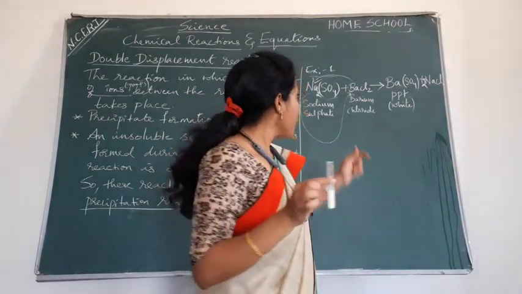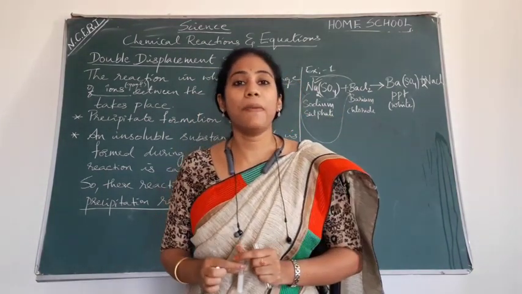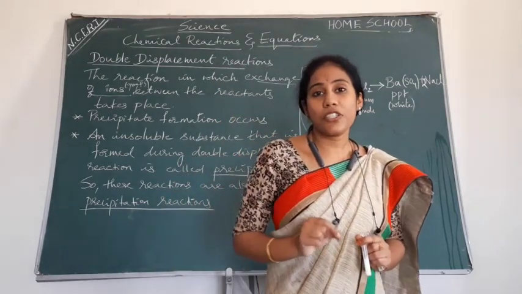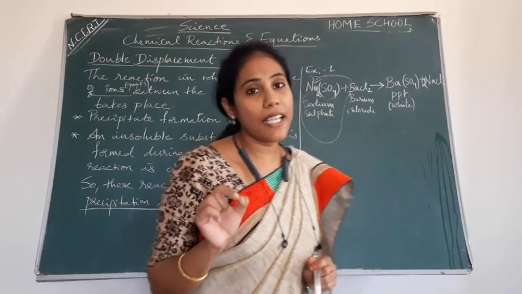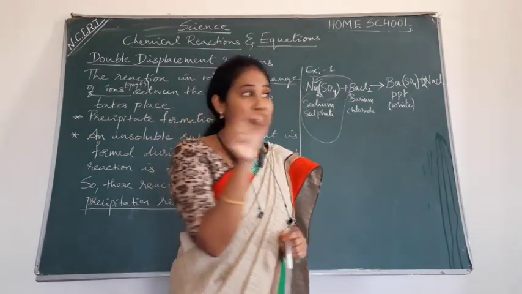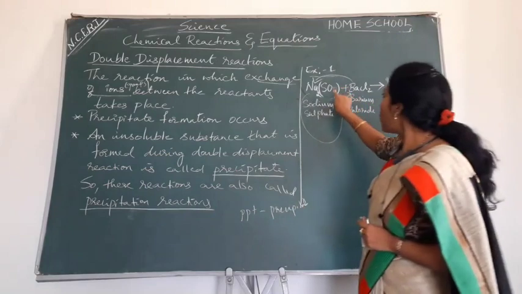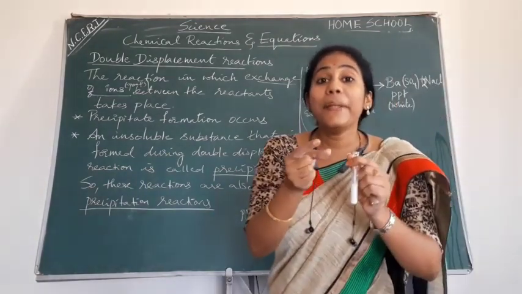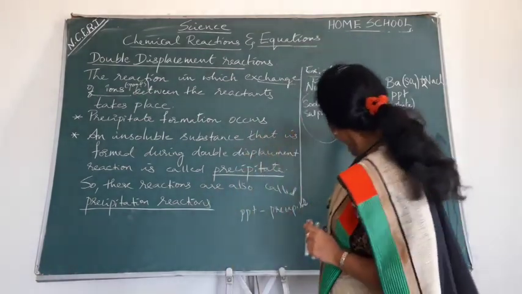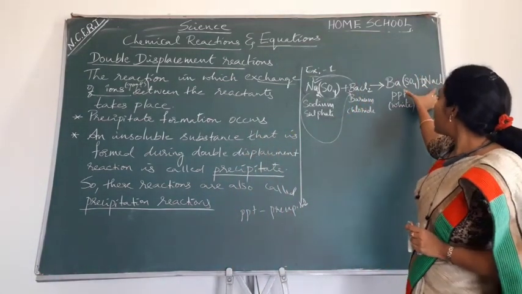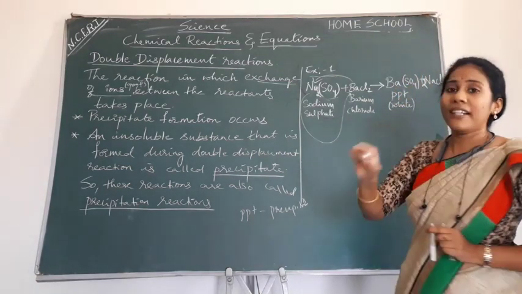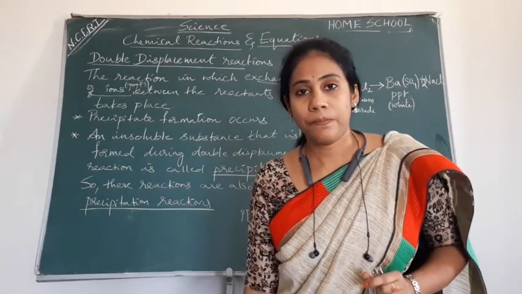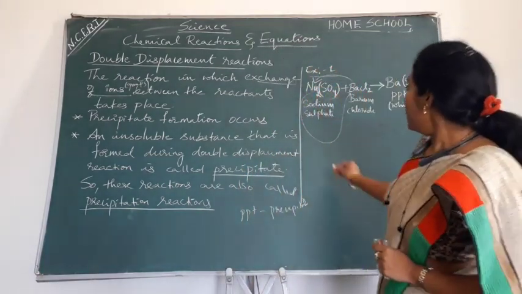Clear, everyone? So this is what we call a double displacement reaction. This only we will call double displacement reaction. Why do we call it a double displacement reaction? Because here exchange of ions or elements is taking place between the reactants. So you are getting products and one of the products will appear as a precipitate, some colored substance.